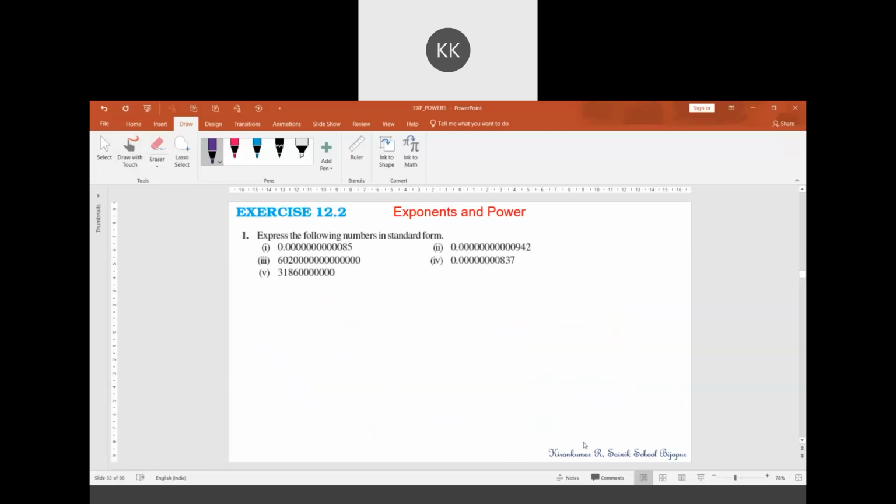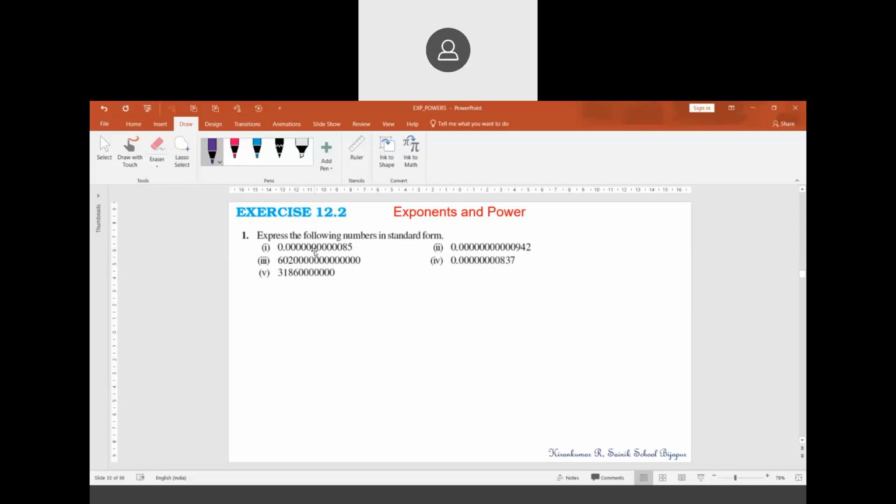Let's have a look at this question. This is question 1 from exercise 12.2. We need to express the given number in the standard form. First one we have 0 point, count the number of zeros.